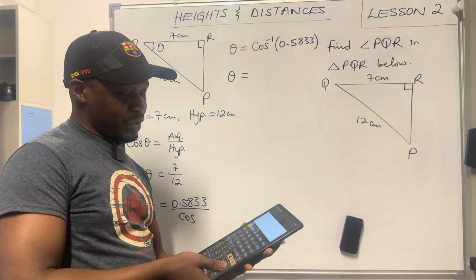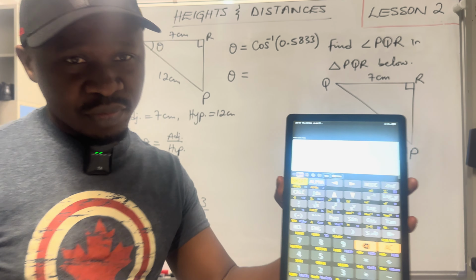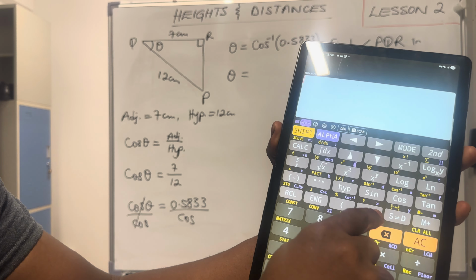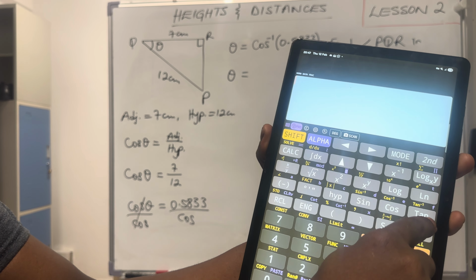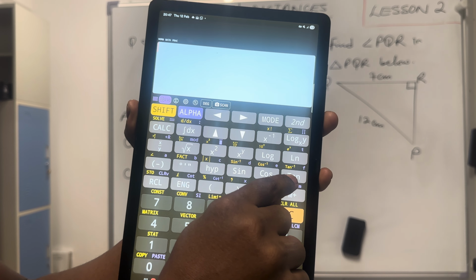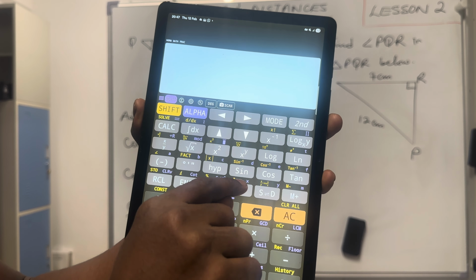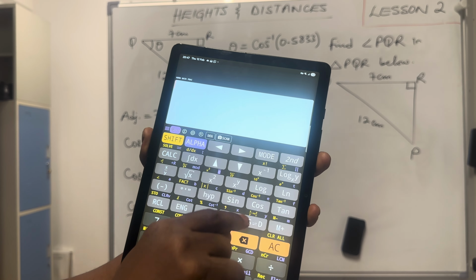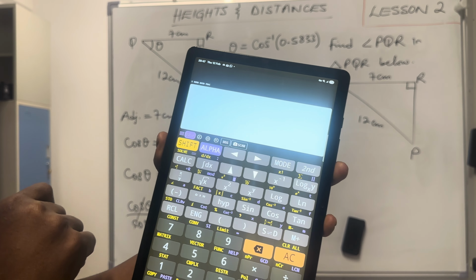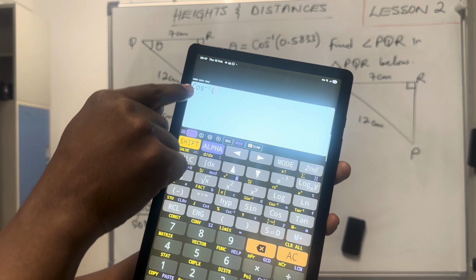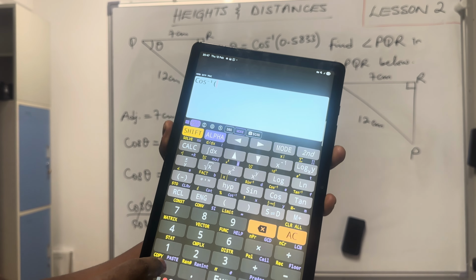Suppose we never did this one before. You can see here, we have sine, we have cos, we have tan. Depends on the calculator you are using. So sine, you can see the yellow, sine raised to minus 1. You can see the yellow, cos raised to minus 1. So we need cos inverse. But the yellow, we need shift. Then it will now come. Now you can see it.